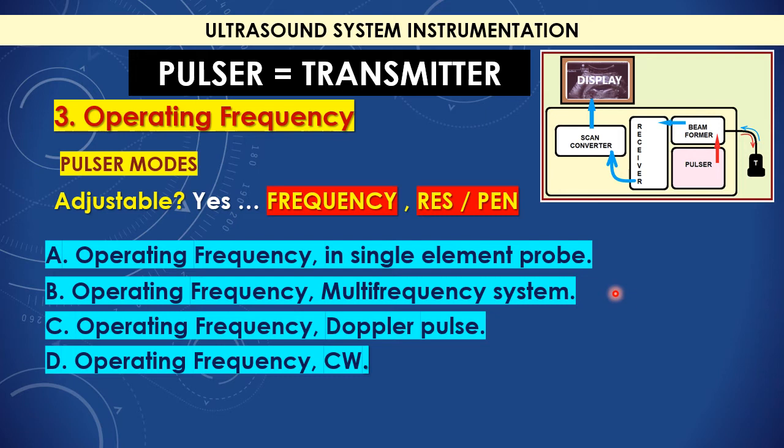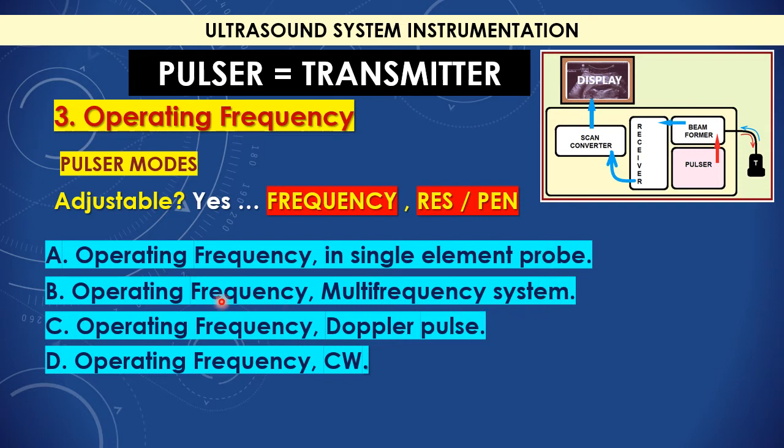So what happens here? How can I control the frequency? The transmitted frequency. We have different settings of the pulser based on what system we are operating with. For example, the operating frequency if I'm having a single element probe. This is one of the probes or one of the systems that has been around a long time ago, and nobody is using it, or it is very seldom to use a single element probe nowadays in the ultrasound field.